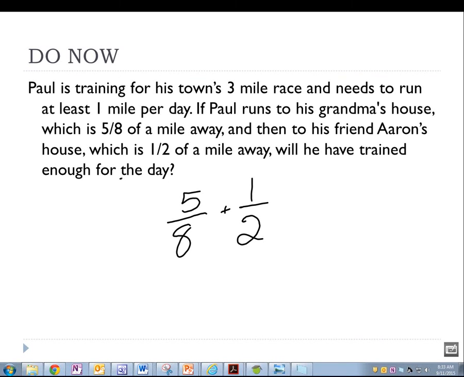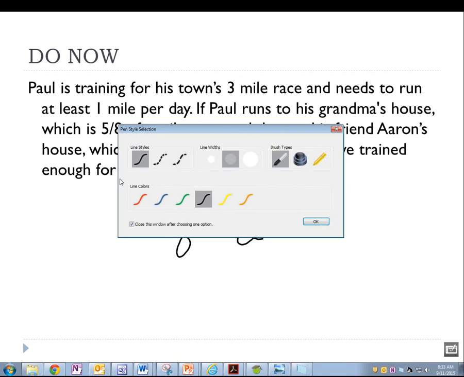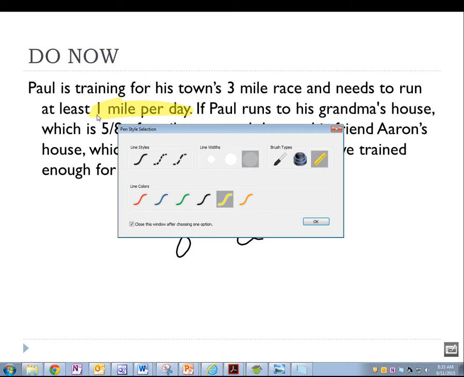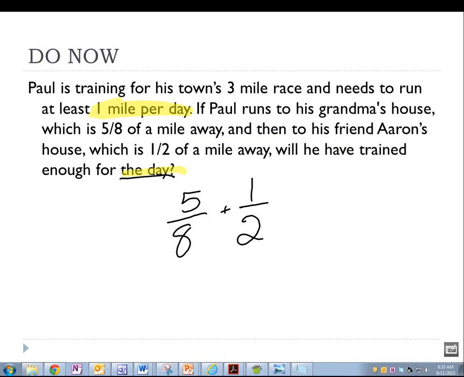So if you added 5/8 plus 4/8, it would equal 9/8. So that's the number of that fraction, which will equal 1 and 1/8. Yeah, he would have already run a mile. If it didn't say that he needed to run at least a mile a day, you would have been correct. But I just pulled those out there.